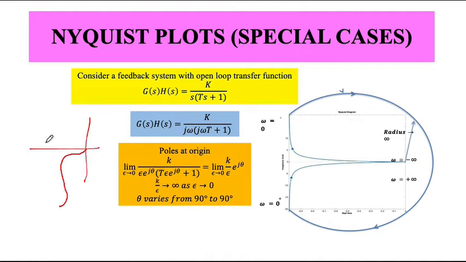Okay, so the polar plot for 1 by (j omega T plus 1) was something like this, where the asymptote here was T. This is my omega equals 0. I start from omega equals 0. This is omega equals infinity. So I start from somewhere here, I go all the way till here, and again I will go from positive to, similarly I will draw for negative.